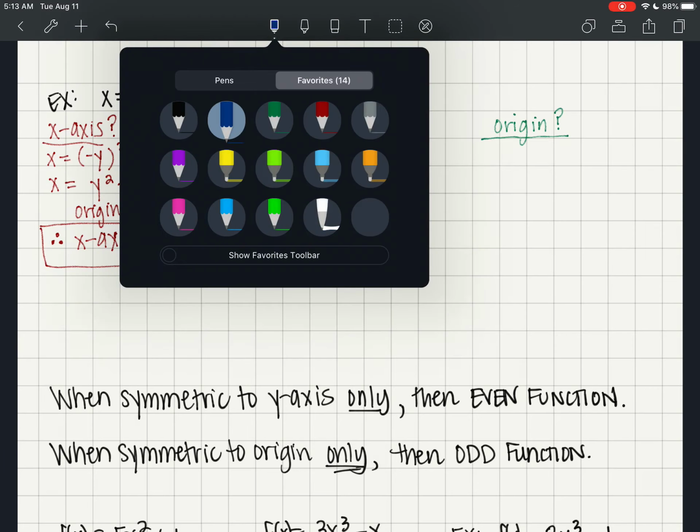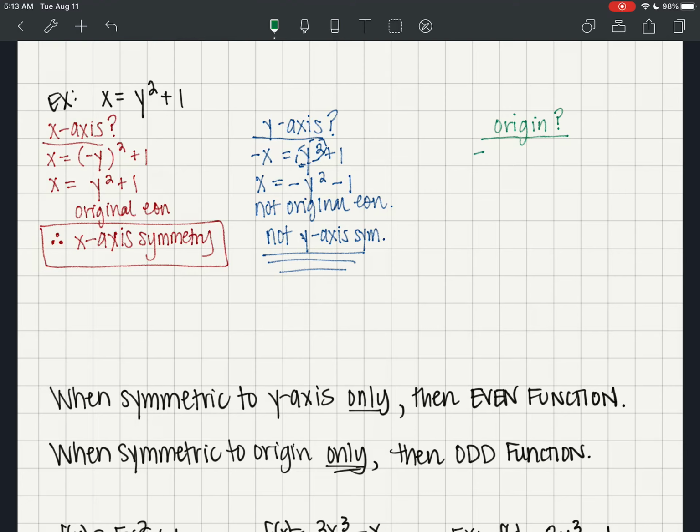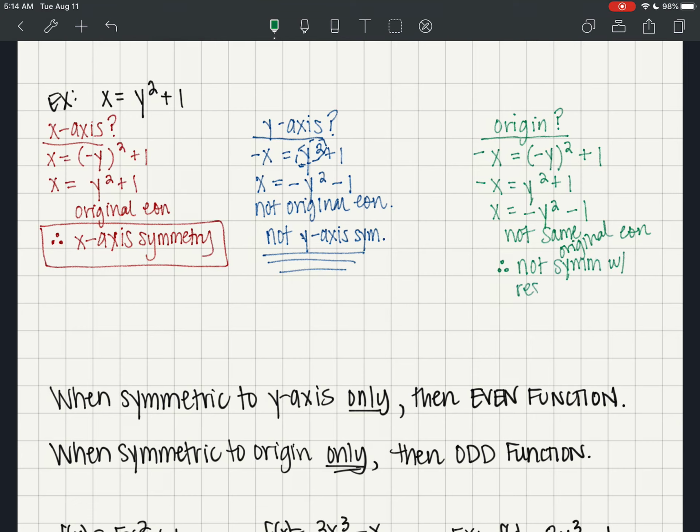Okay, let's try with respect to the origin. So we'll have a negative going in for x and a negative going in for y. So negative x equals y squared plus 1. Well, that's what we had over there in blue. So we multiplied everything by a negative. So each term changed its sign. And this again is not the same or original equation. Therefore, not symmetric with respect to the origin.